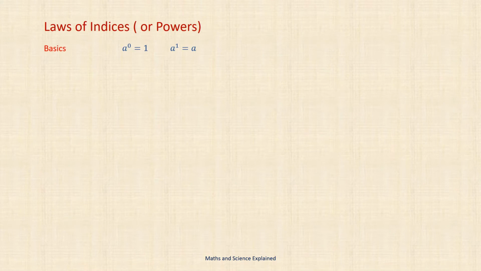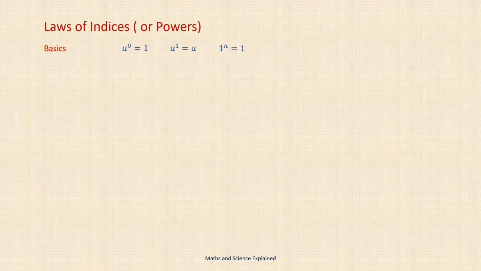Lastly, 1 to any power n is equal to 1 because 1 is unique as all operations with itself lead to the number 1. For example, 1 times 1 times 1 etc. equals 1. 1 divided by 1 equals 1. Any root of 1 is equal to 1, etc.